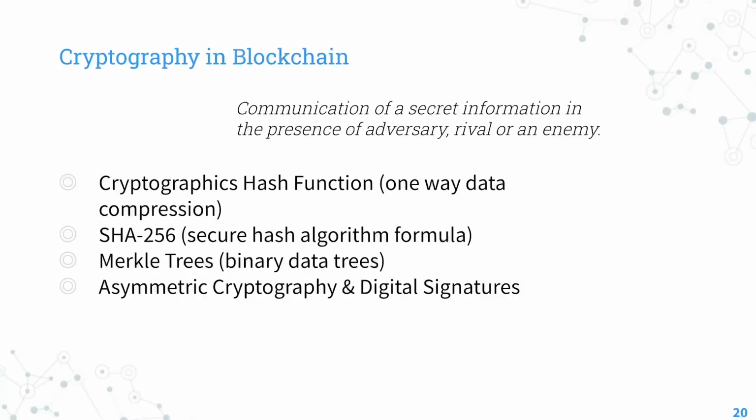So cryptography is associated with the process of converting ordinary plain text into encrypted text and vice versa. It's a method of storing and transmitting data in a particular form, so that only the one for whom it is intended can read and process it by decryption. In other words, cryptography can be defined as communication of secret information in the presence of an adversary, rival, or an enemy. Cryptography has been known since ancient times. People have used many techniques to hide their messages from their opponents.